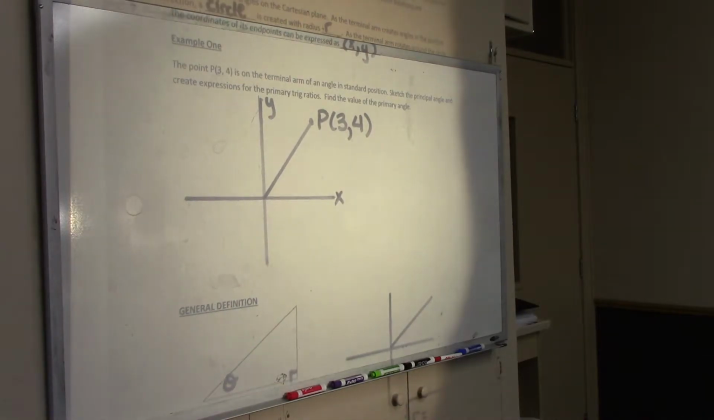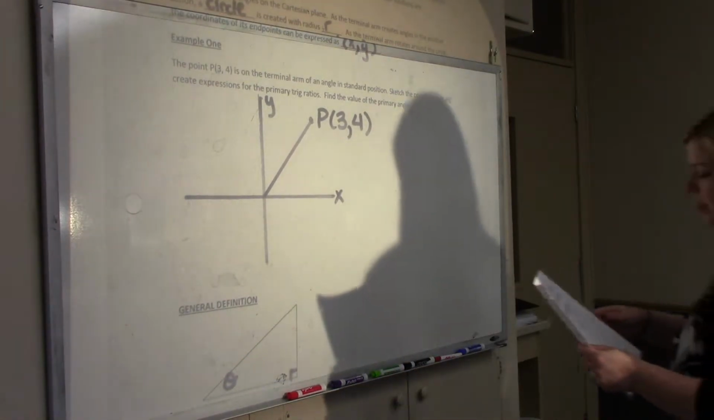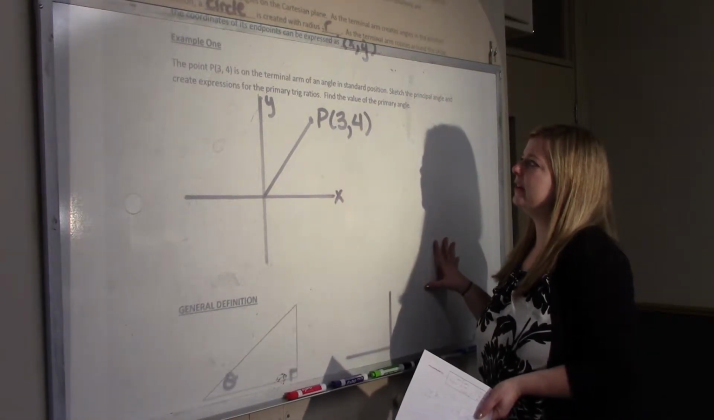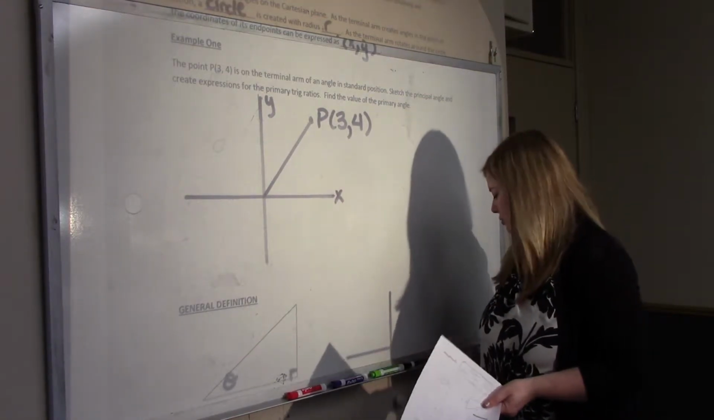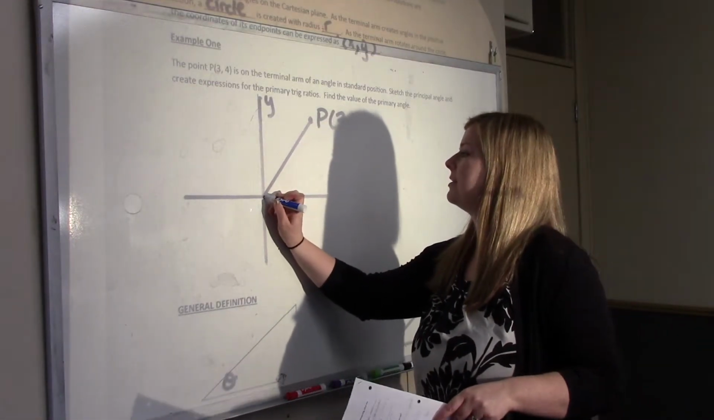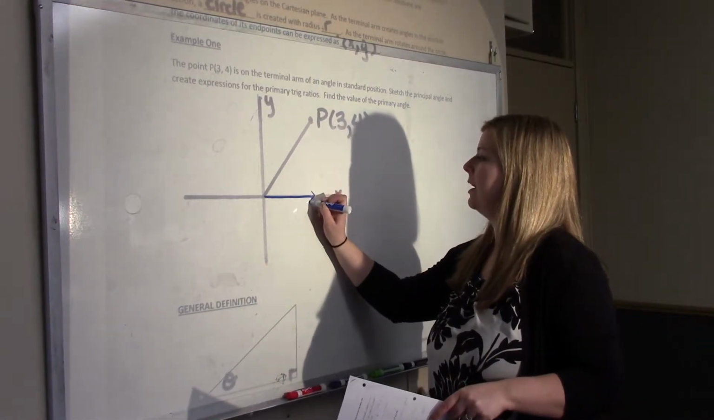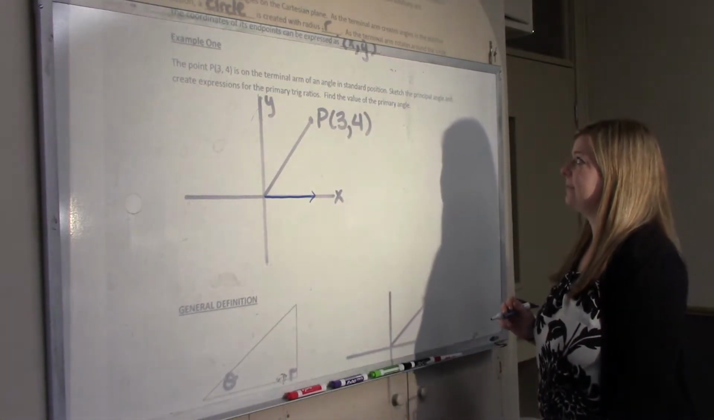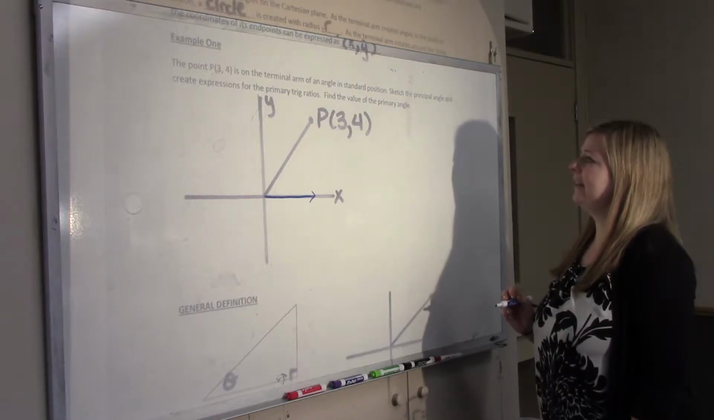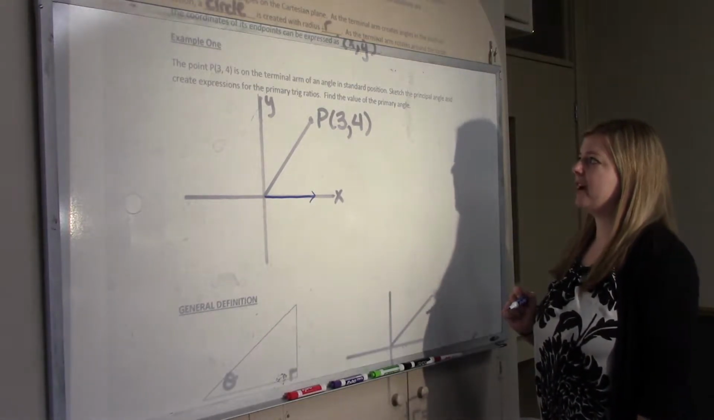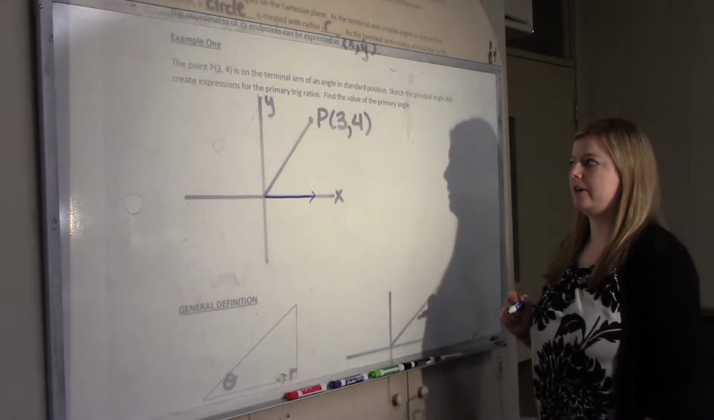So let's take a look at this example. The point 3, 4 is on the terminal arm of an angle in standard position. So remember, standard position means that the initial arm is on the positive x-axis, okay? And we're going in the positive counterclockwise direction. Sketch the principal angle and create expressions for the primary trig ratios. Find the value of the primary angle.